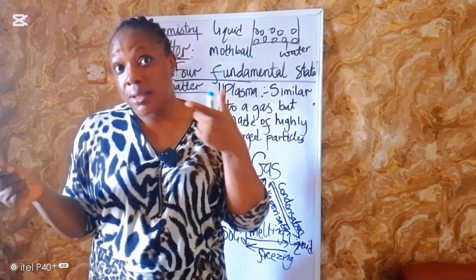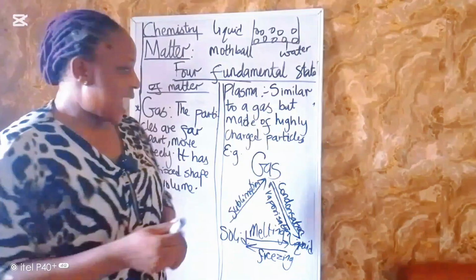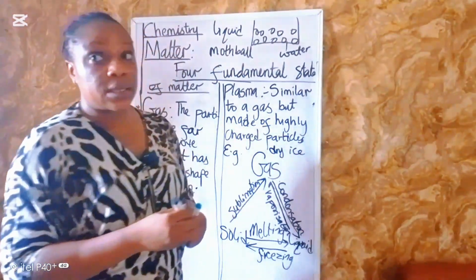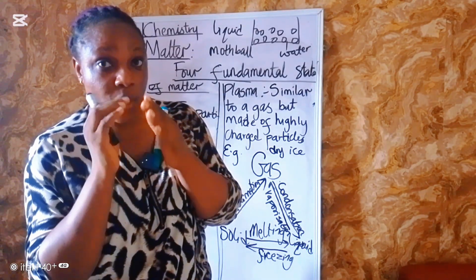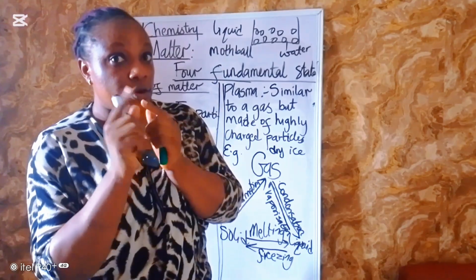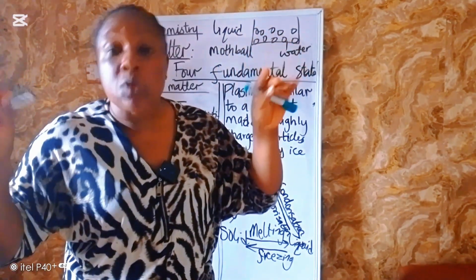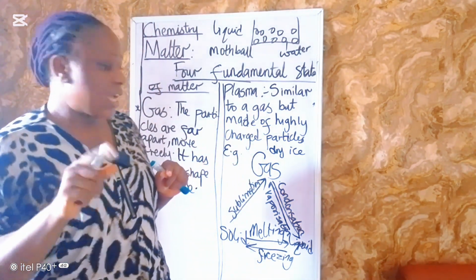Another example is dry ice. What is dry ice? Dry ice is carbon dioxide that is solidified. When carbon dioxide is solidified, it's called dry ice. If you leave this dry ice, it will disappear in the air. You will not see liquid. Have you seen it? That's why it is called sublimation.